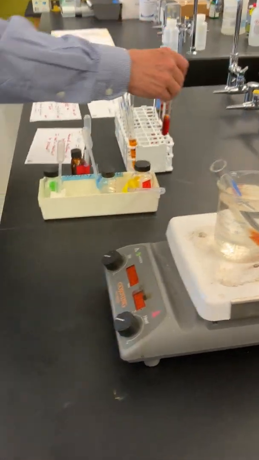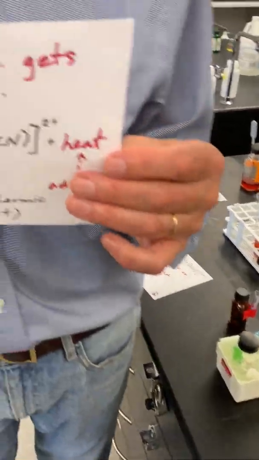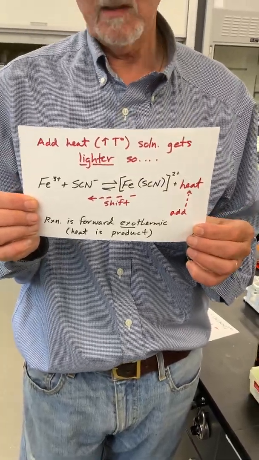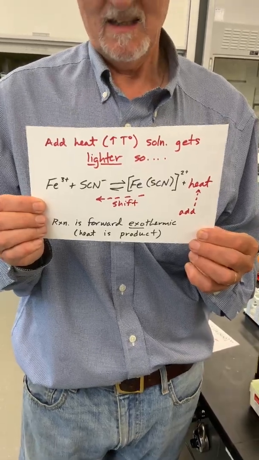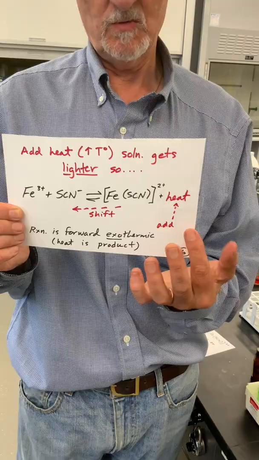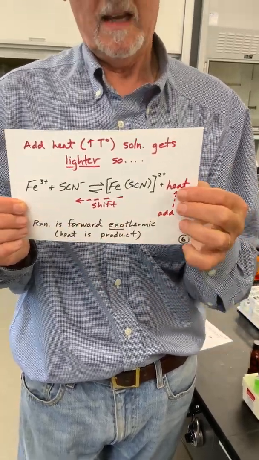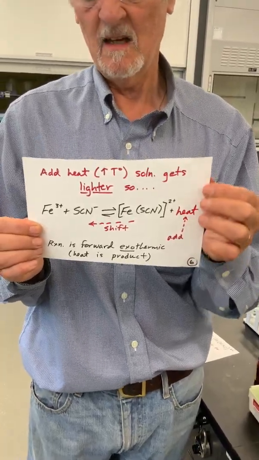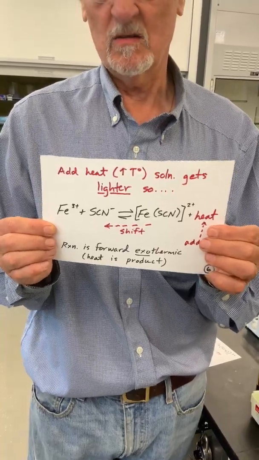And if we follow Le Chatelier's principle, we can see that because the addition of heat caused the equilibrium to shift toward the reactants, that heat must be a product, because when we added it, it shifted away. And if heat is a product, we can conclude that the reaction as written is forward exothermic.